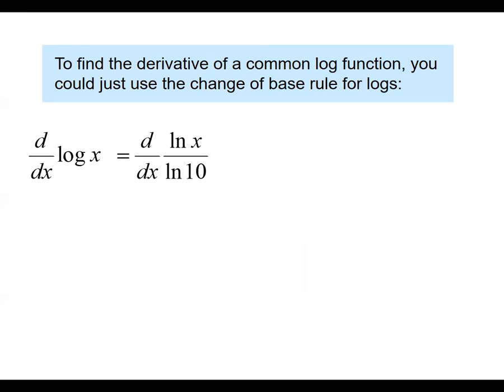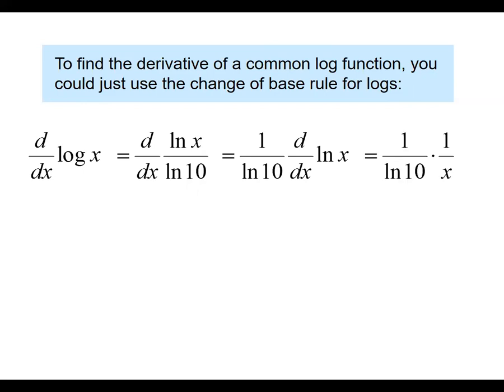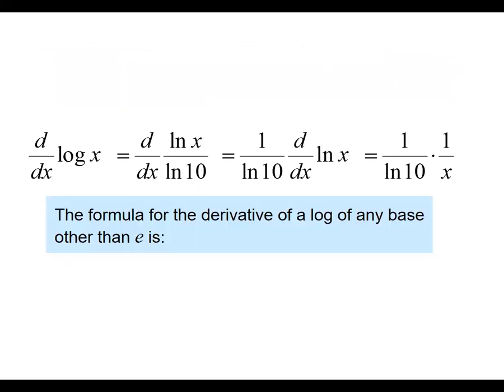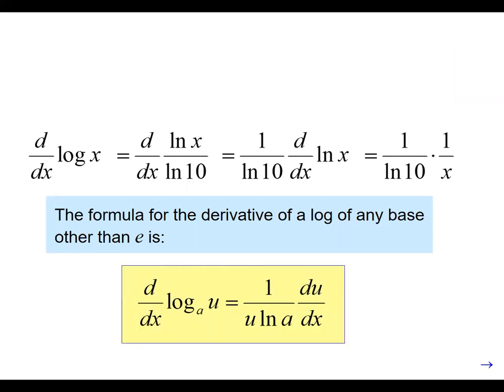And now I could take the derivative of this using quotient rule, but remember ln of 10 is simply a constant. So really this can also be looked at as just leave the constant alone, 1 over ln of 10, that's a number, and just times the derivative of the ln of x, which is just 1 over x that we just talked about. So I get 1 over the ln of 10 times 1 over x. So if I generalize that with any other base, the log base a of u is 1 over u ln of a, du dx. A lot of times people say it's 1 over u ln a, du dx.